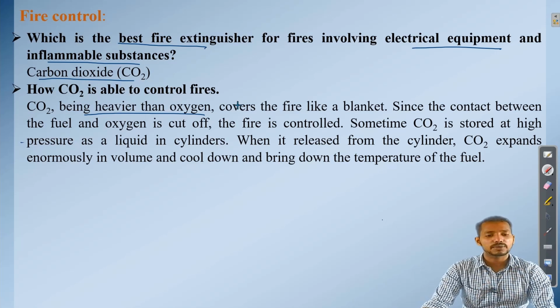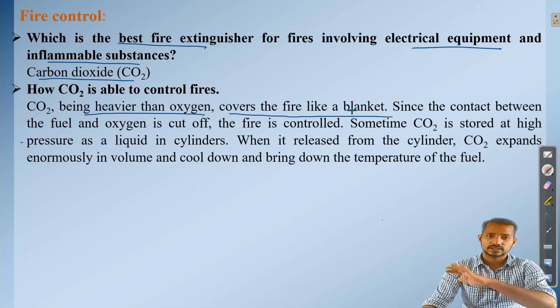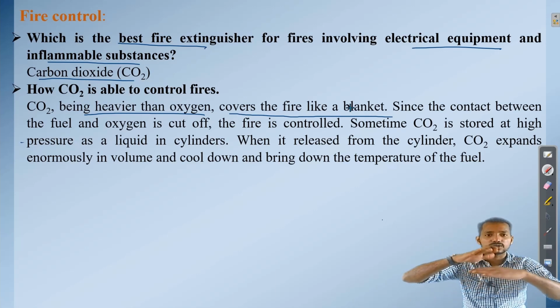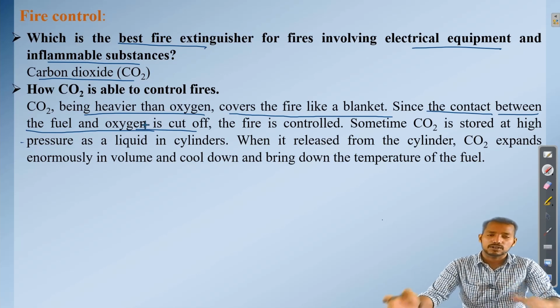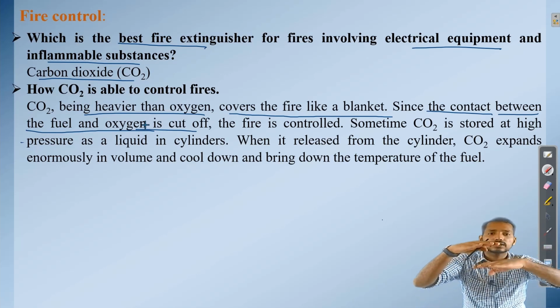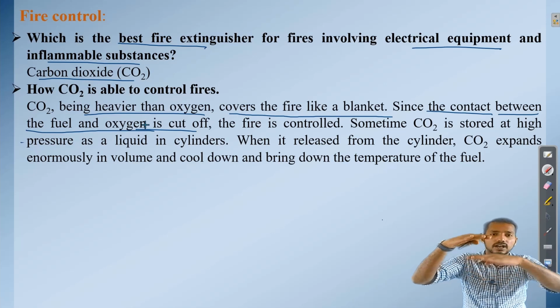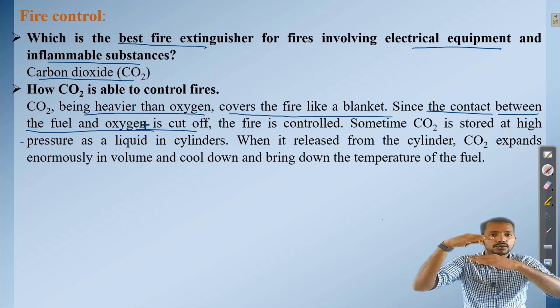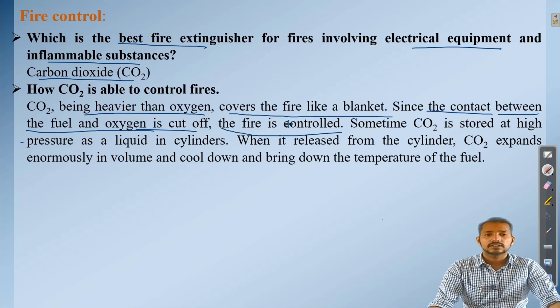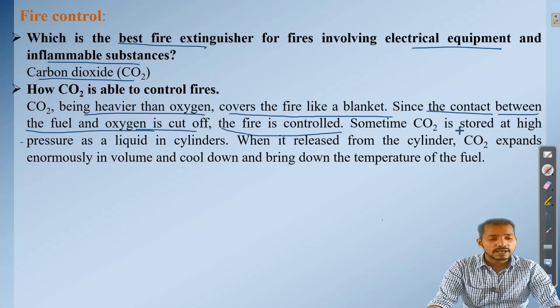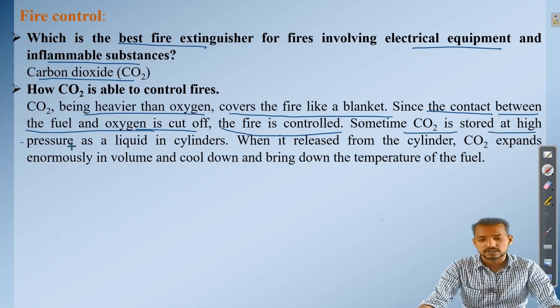So if it is heavier, what will happen? It covers the fire like a blanket, because it will go below the oxygen and cover the fire as a blanket. Since the contact between the fuel and oxygen is cut off, once the carbon dioxide goes below the oxygen and covers the fire as a blanket, carbon dioxide will be in the middle of the oxygen and the fuel. So the contact between the fuel and oxygen is cut off. Then the fire is controlled. That is one way. In addition to that, sometimes CO2 is stored at high pressure as liquid in a cylinder.